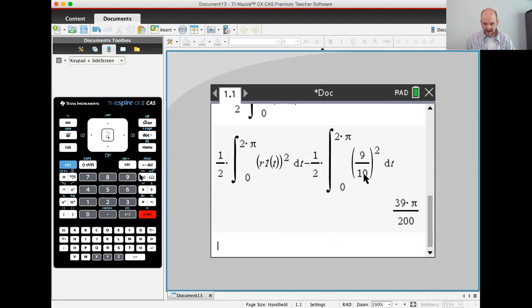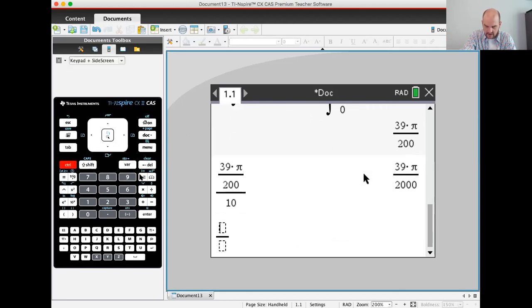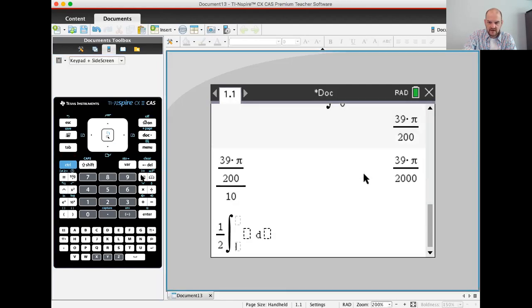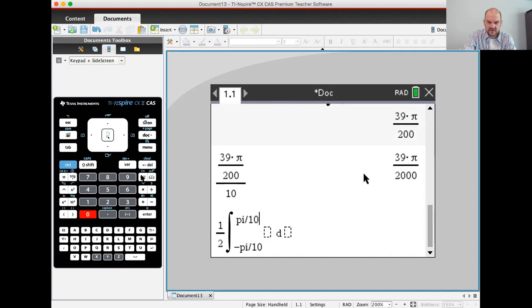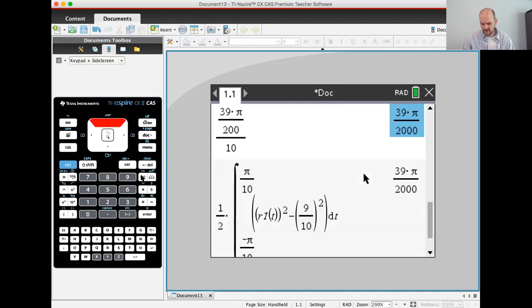All right, and then I think the answer to the next one is we can do 1/10 of this, so divide by 10, or I think we can do 1/2. I'm going to do one single integral for this. Integral of negative pi over 10 to pi over 10 of r1 of t squared minus 9 over 10 squared dt. I think this will give us the same answer. And it does. Let's write that down. So 39 pi over 2,000.